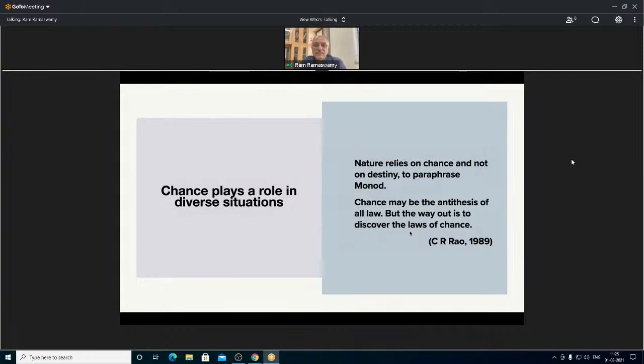A great statistician, C.R. Rao, has pointed out that if something is governed by chance, you may not be able to make a law out of it, because for laws we need simple rules. I'm going to come to that later. But maybe there are laws that govern chance itself, and that's one of the purposes of today's talk.